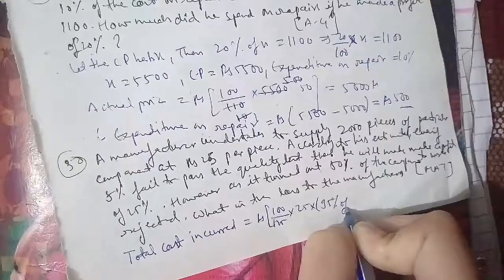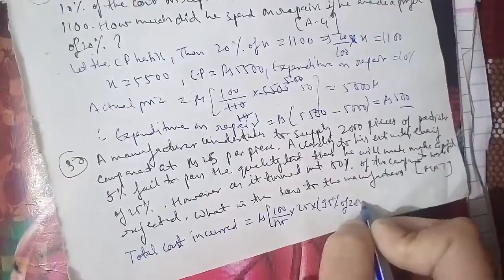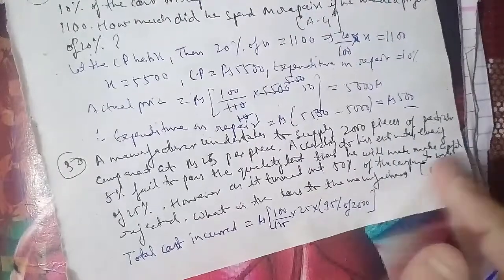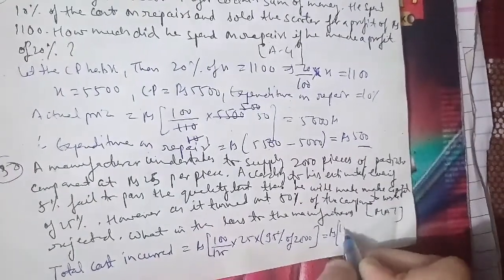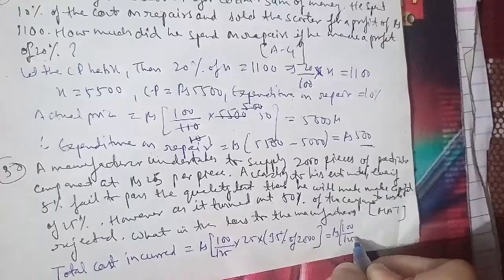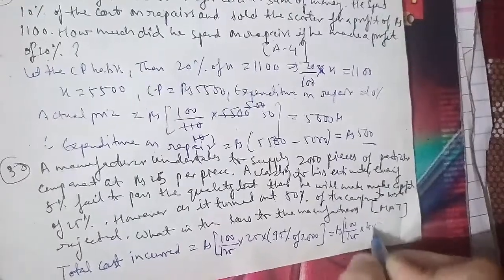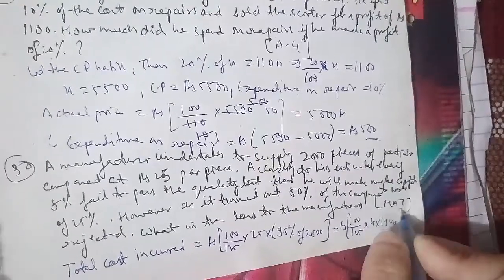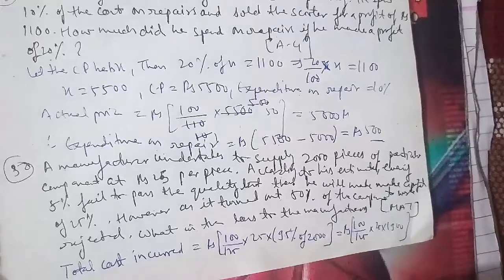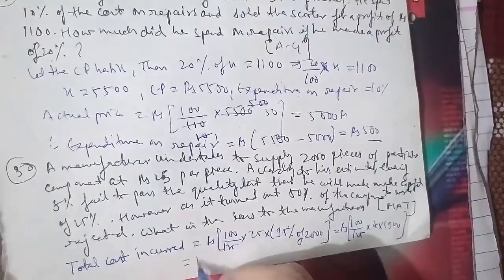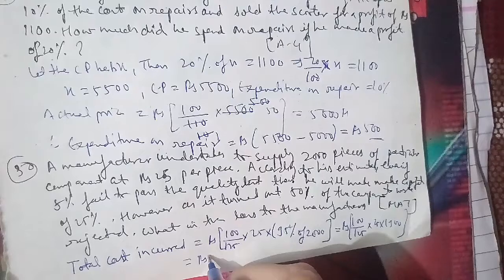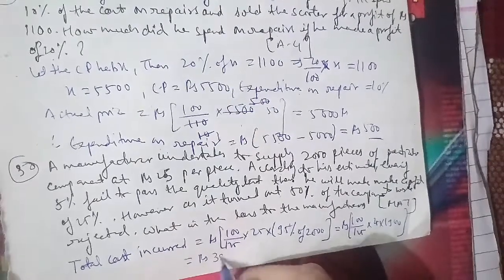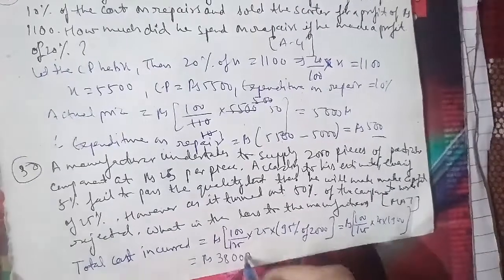Now for the loss to the manufacturer, we'll find it out. So the loss to the manufacturer equals rupees 38,000 minus 25 into 1000, which is equal to rupees 13,000, which we have as the answer. Now we go ahead for the next question.